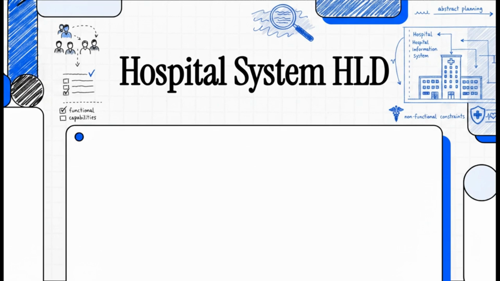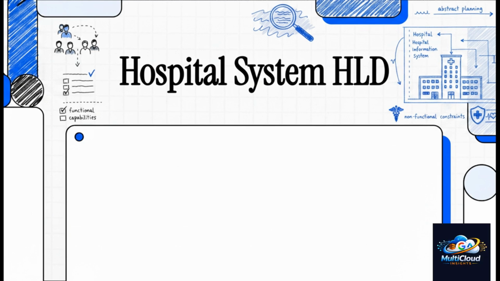Today is the day we take all those requirements we gathered and actually transform them into a production-ready, high-level design. We've already spent a ton of time digging into the business, nailing down our stakeholders, mapping out functional capabilities, and really locking in those strict non-functional constraints. So our objective right now, we're taking all that abstract planning and turning it into a concrete architectural blueprint for a massive hospital information system.